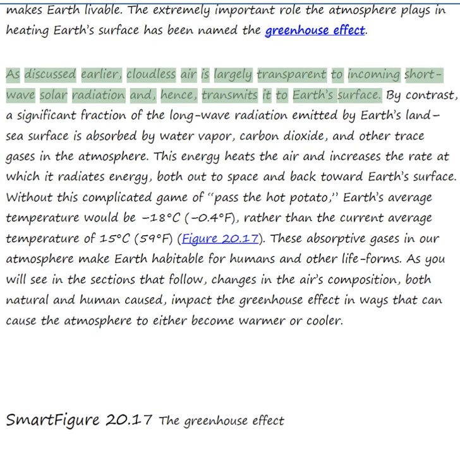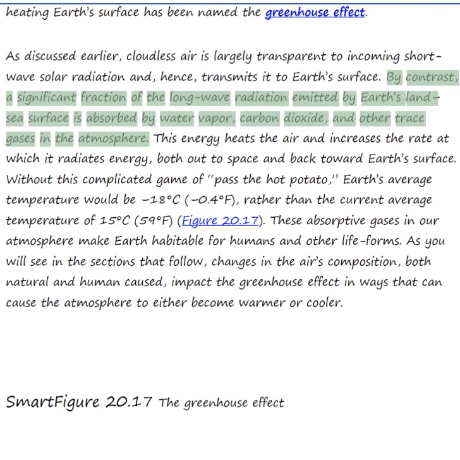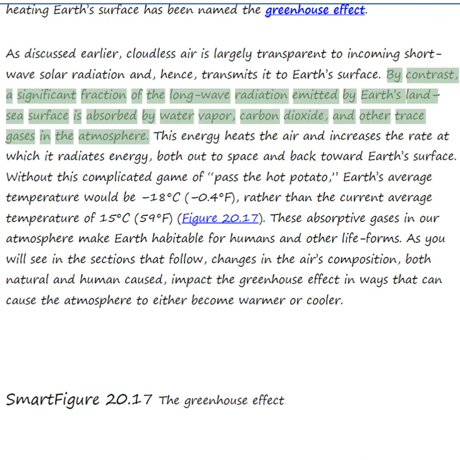As discussed earlier, cloudless air is largely transparent to incoming shortwave solar radiation and, hence, transmits it to Earth's surface. By contrast, a significant fraction of the long-wave radiation emitted by Earth's land and sea surface is absorbed by water vapor, carbon dioxide, and other trace gases in the atmosphere.